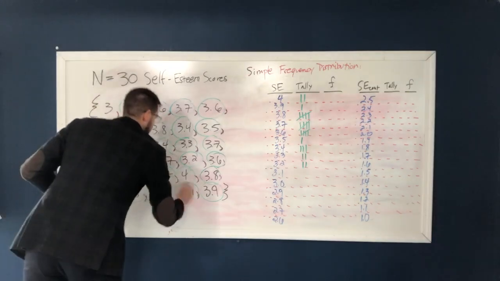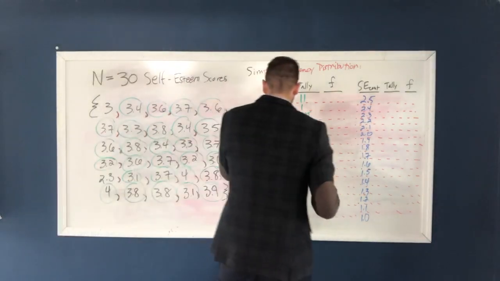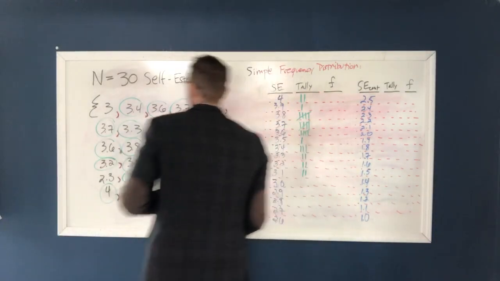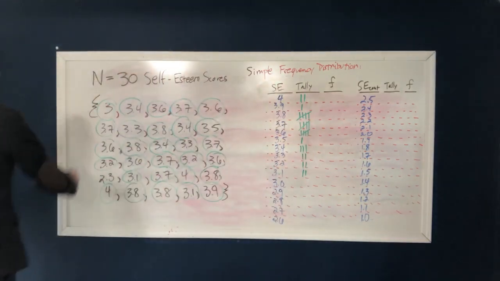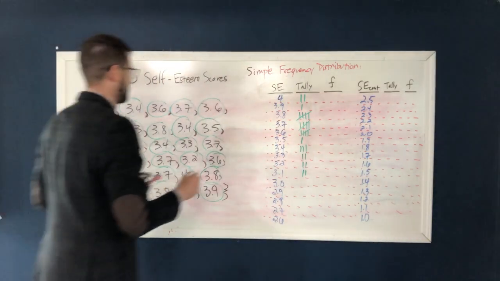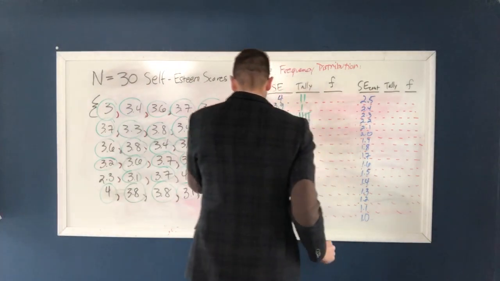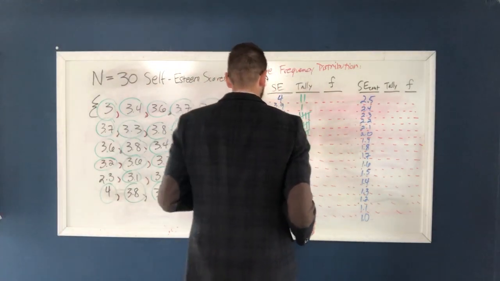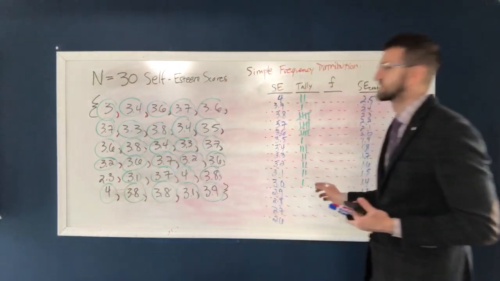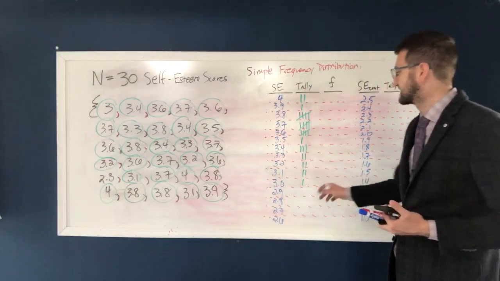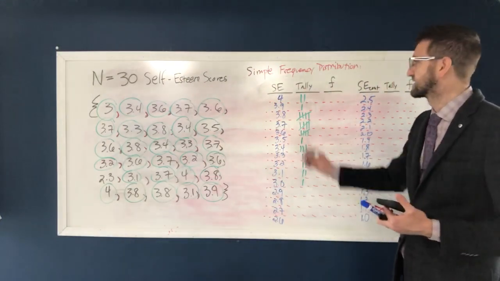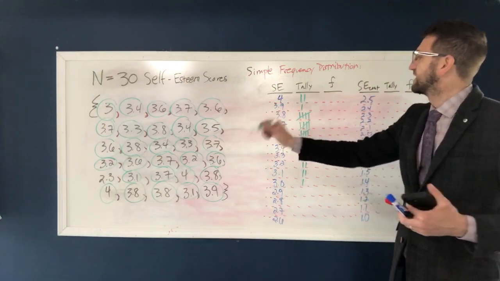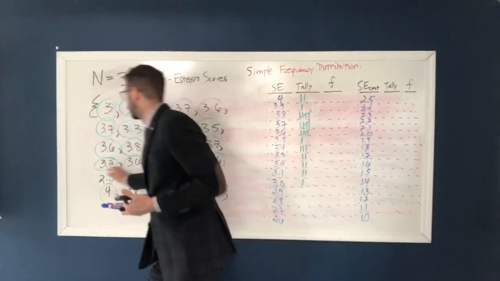3.1. I have 2 3.1s. What about 3s? Okay, 1 3. What about 2.9s? 0, 2.8, 0, 2.7, 0, 2.6, 0. I don't have another count until 2.3.